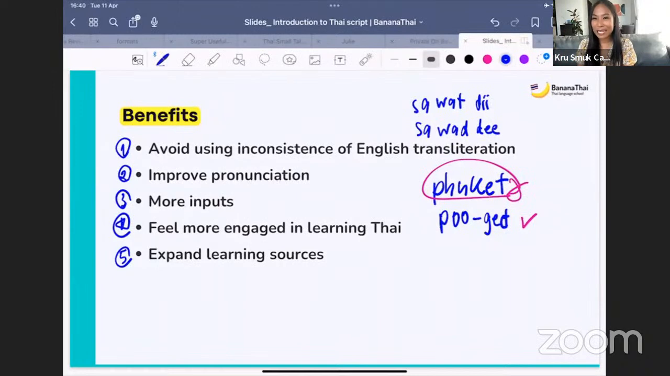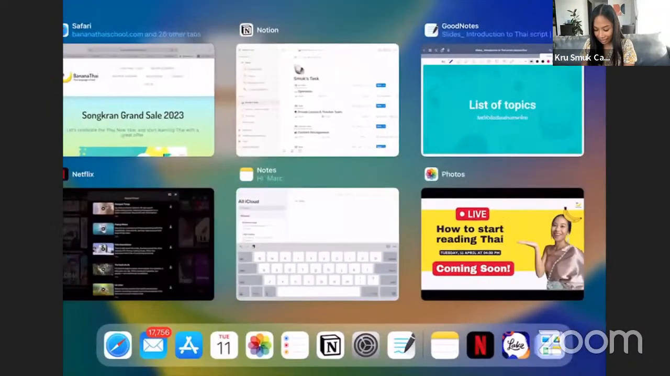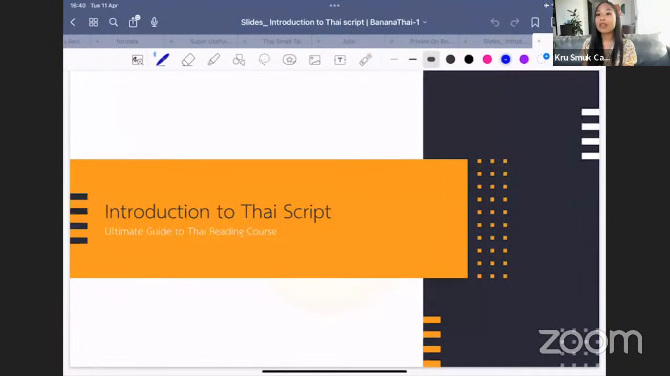Okay, so seems like everyone is pumped to get to know more after knowing the benefits. So let's get started. Here is the lesson. Let me show you the lesson here. For those who signed up, probably you already received the slides that I sent to you via email. But I will also send you the notes after this class as well.